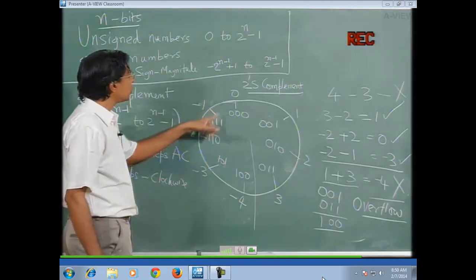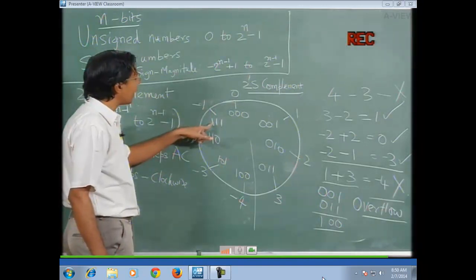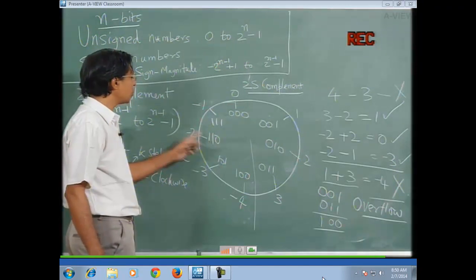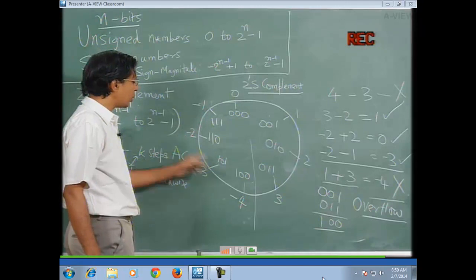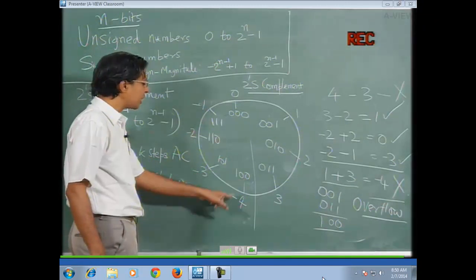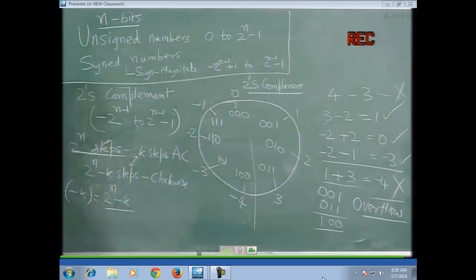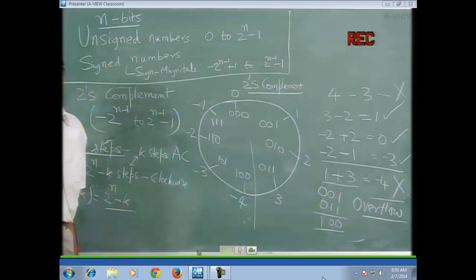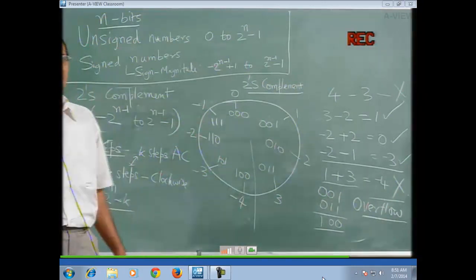So this is 0, this is 2 power n minus 1 and that has become minus 1. This is 2 power n minus 2 and that has become minus 2. 2 power n minus 3 has become minus 3. 2 power n minus 4 has become minus 4. So exactly that is what we are seeing here. Your minus k is actually represented as 2 power n minus k in this representation.